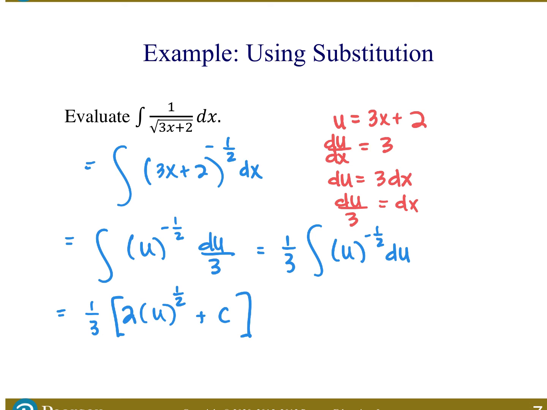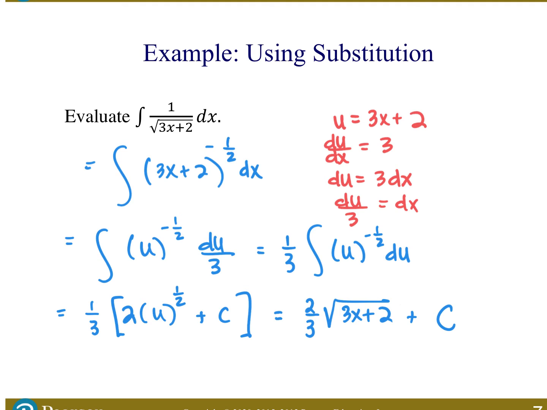And then your final answer would be replacing the u back to what it originally represented. So putting everything together, I have the 1/3 out front, I have the 2 coefficient, so I can write that as 2/3. And then I have parentheses, 3x plus 2 to the 1/2, or you can write that as the square root of 3x plus 2. Either way, your preference. And then plus c. Whether or not you write that with 1/2 power or radical is totally up to you. The only thing you can't do is leave a negative exponent.